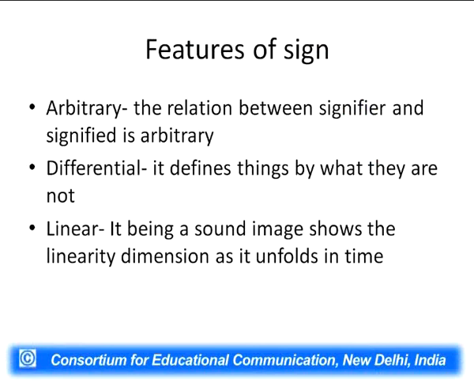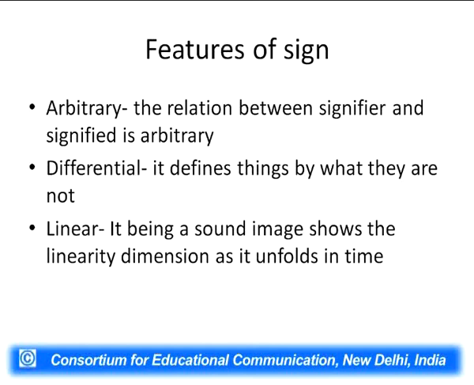So there are many features of a sign. It is arbitrary, as we have seen in the case of symbolic representation communicated through the traffic light. The relationship between the signifier and signified is arbitrary. We could have replaced the color red with purple or pink or any other color. So there is no inherent relationship. The rules have to be learned. In that sense, the relationship between the signifier and signified is arbitrary.